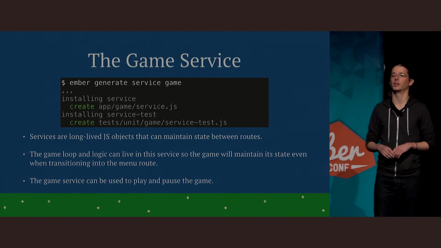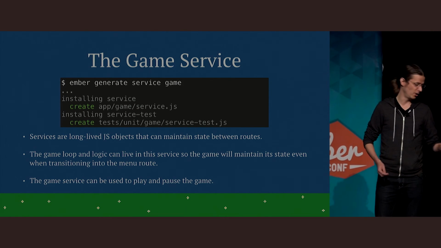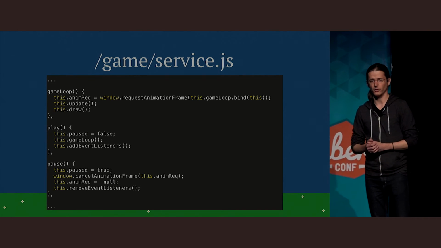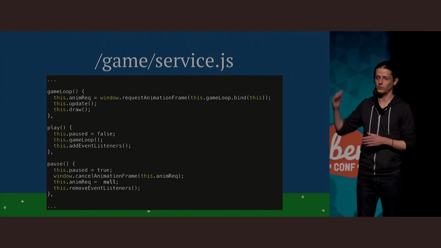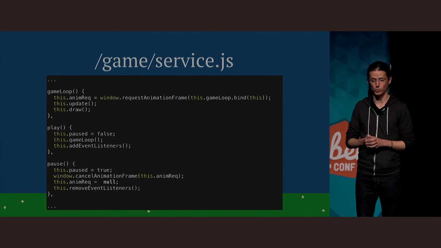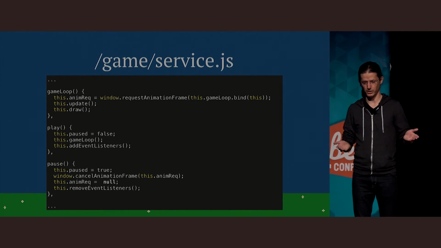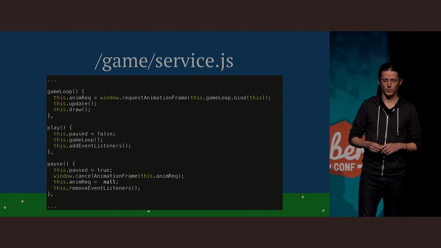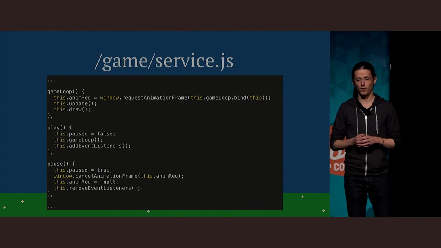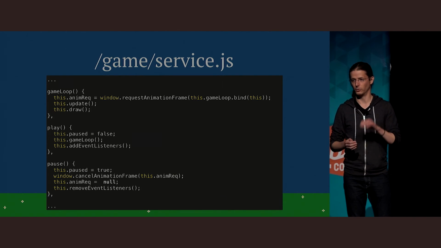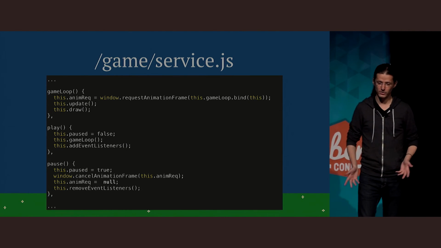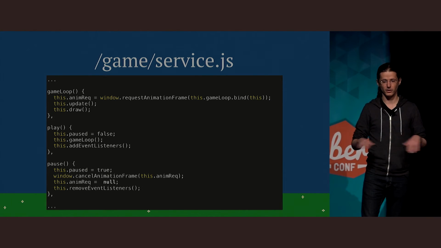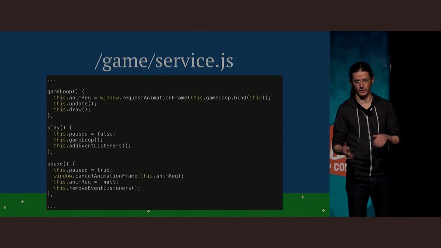This is where I'm suggesting we put our play and pause methods. Here is a snippet from the game service. You may recognize the first chunk of code as the game loop that we looked at earlier. Then there are two more methods, a play method and a pause method. The play method sets pause to false, runs the game loop, and adds the event listeners, like pressing spacebar. The pause method does just the opposite: it sets pause to true, cancels the animation, essentially pausing the game, and removes those event listeners.